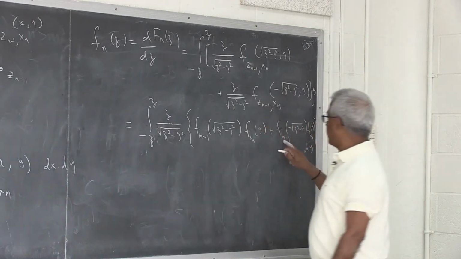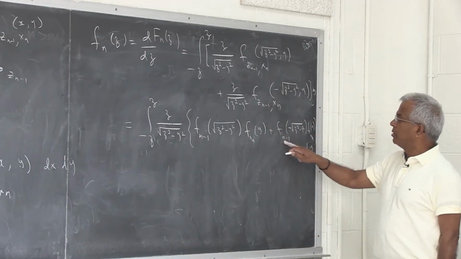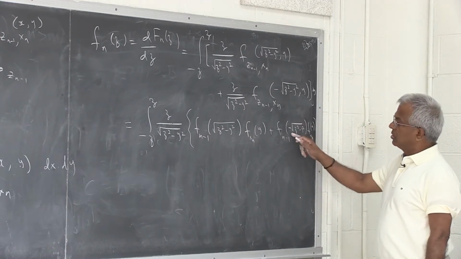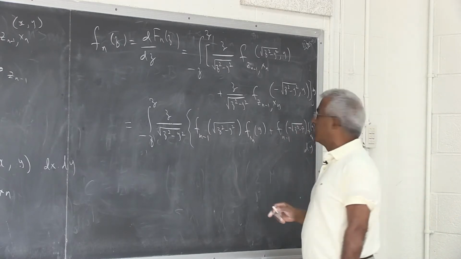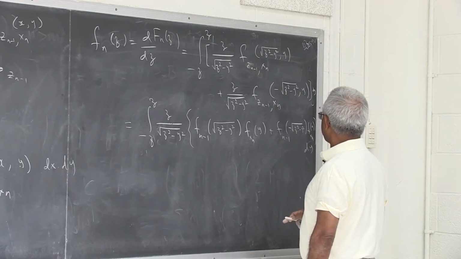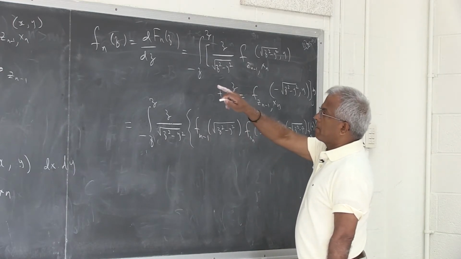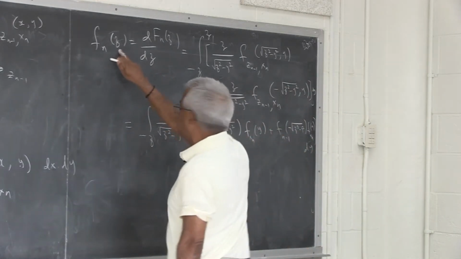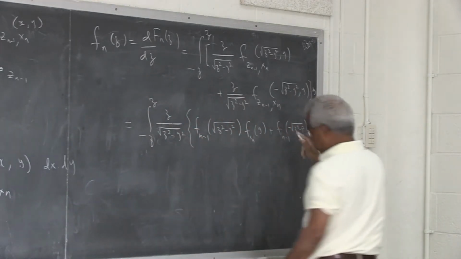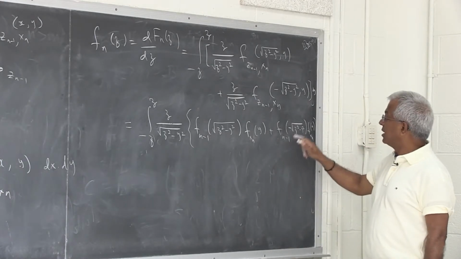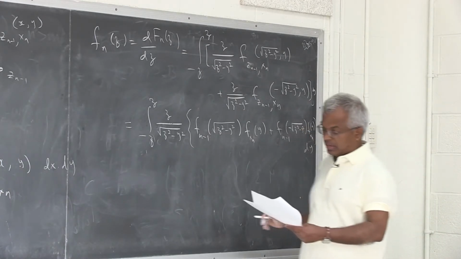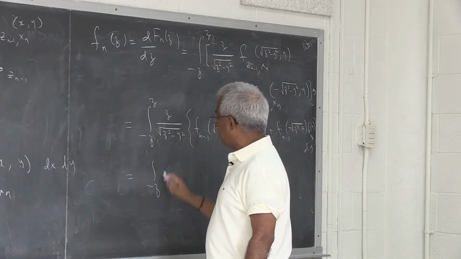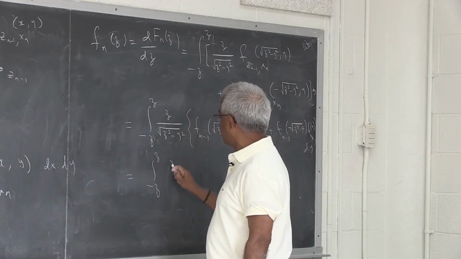But notice that if n is less than 2, this will become f1, which will be 0 because this is just the density function of the fz, of course, only takes positive values. So for n greater than 2, this is going to be negative. So consequently, when n is greater than 2, we only have one term.